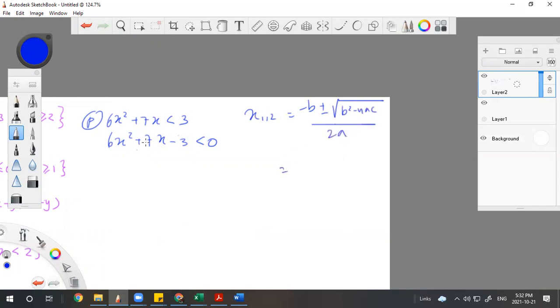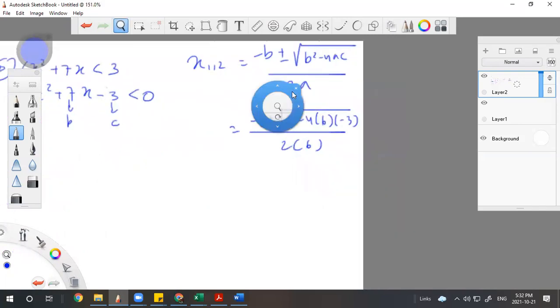So what is b? 7. A is 6, b is 7, c is -3. So minus b, -7 plus minus the square root of b squared, 7 squared, minus 4 times 6 times -3, which is 4ac, over 2 times 6.